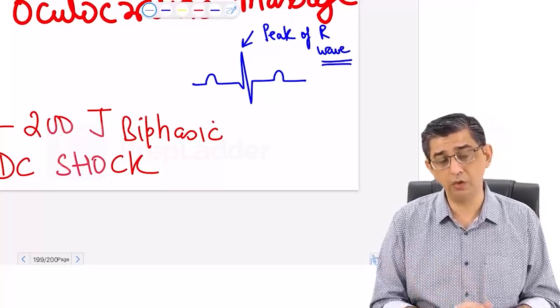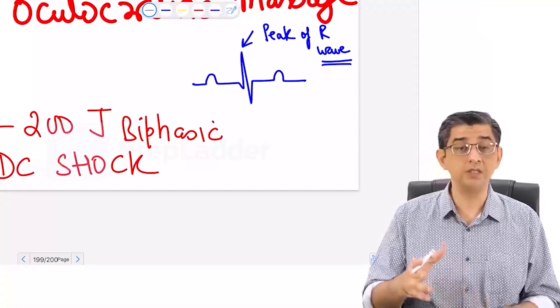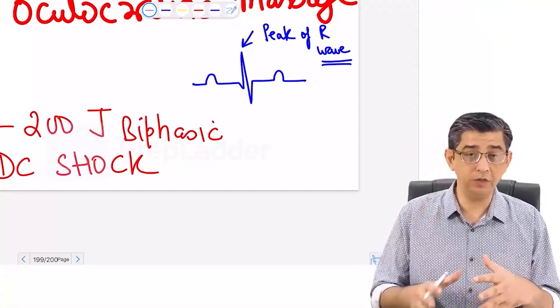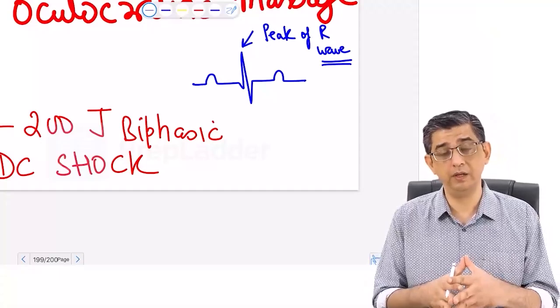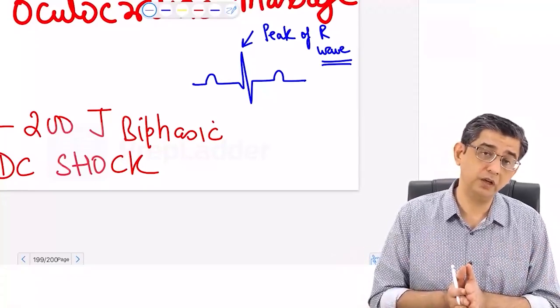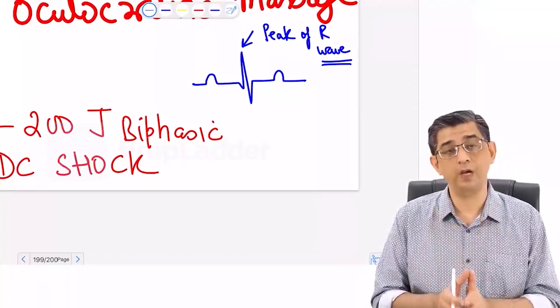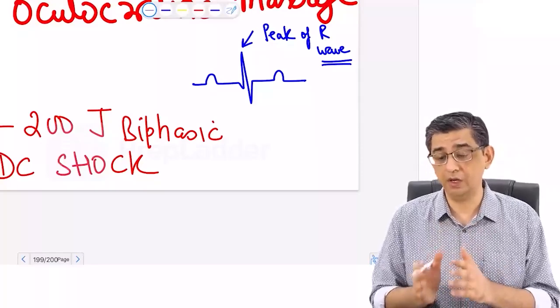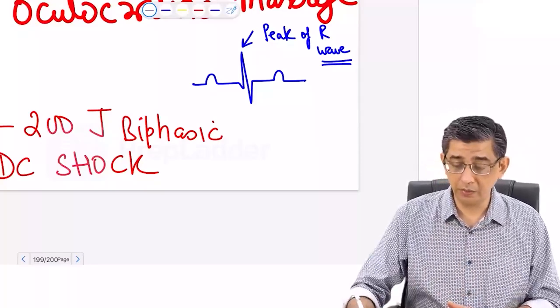In this case, it will be narrow QRS complex tachycardia, because there is an abnormal contraction. When you give the shock, the abnormal contraction will be terminated. The heart will relax, get filled with blood, and the SA node will take over the activity again. I want to suppress the bad guy. I want to suppress the re-entry circuit by giving electrical cardioversion right at the peak of the R wave.